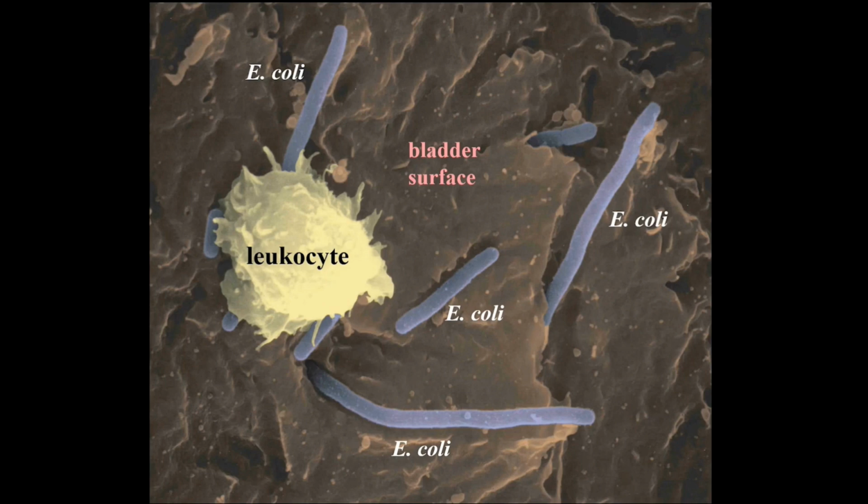All of this is playing out on the bladder surface, which is this brown background. You can see ruffles in the surface of the bladder here. So this is, you might imagine, what a case of cystitis might look like if we could get into the bladder and look for ourselves.